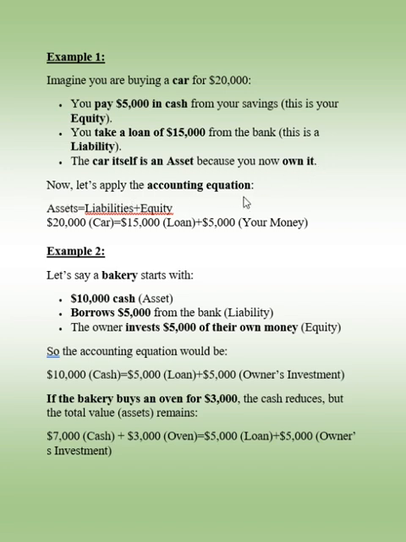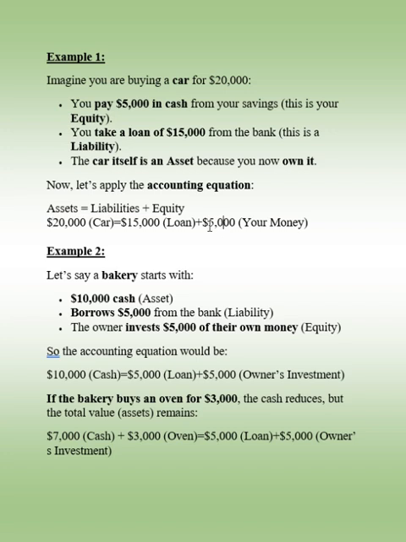Now let's apply the accounting equation. Assets equal liabilities plus equity. Your assets, $20,000, equal $15,000 the loan plus $5,000 your money. Because to buy this car, you used your $5,000 plus the loan you took to pay and own this car. So it's linked to each other.